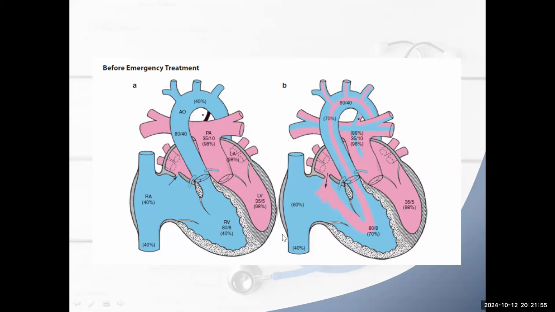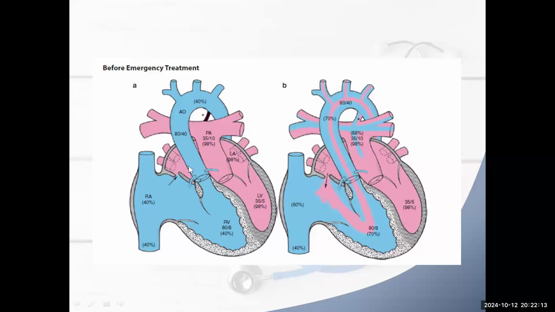And it is incompatible with life. Nobody can live with this type of circulation. So if this body wants to live, he should have a shunt or a connection or a communication that makes mixing of the red and the blue blood.